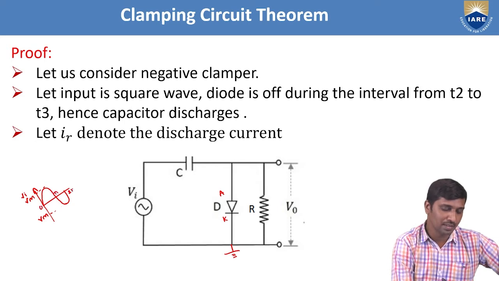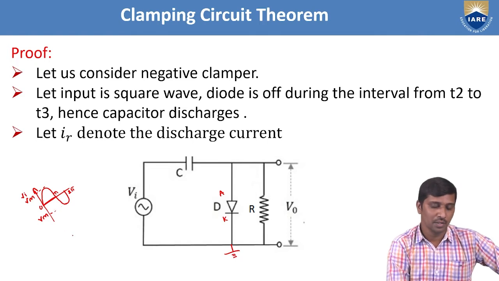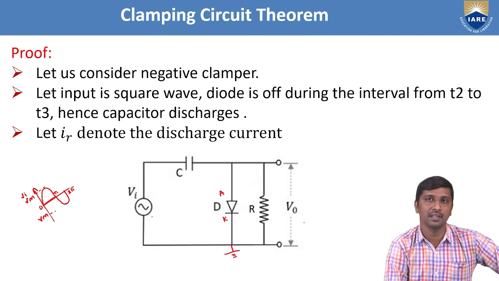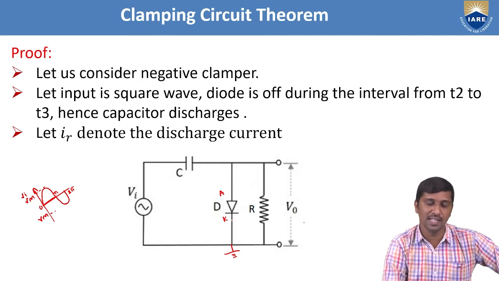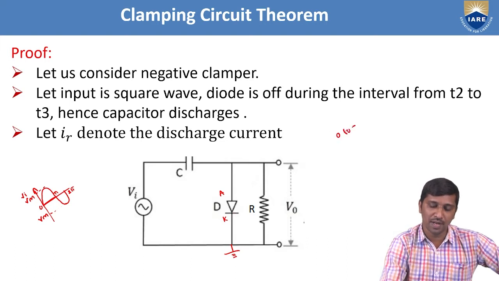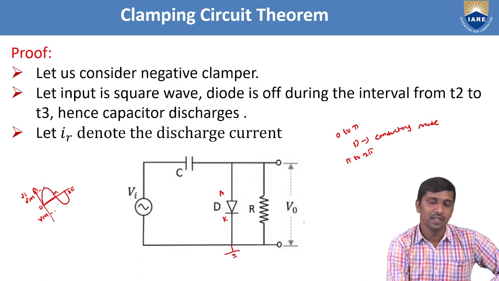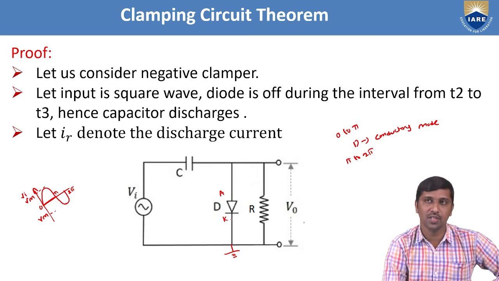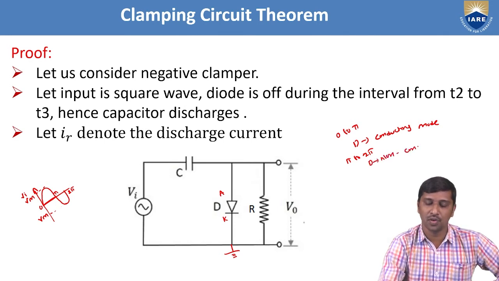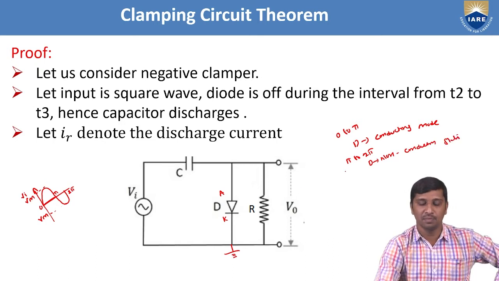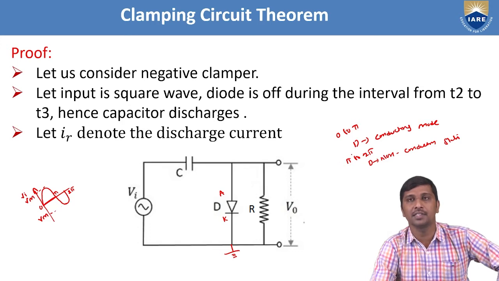During the 0 to pi duration, the input signal linearly increases towards plus Vm and then again from Vm to 0. Hence a positive voltage is applied to the anode of the diode with respect to the cathode, so during this 0 to pi interval the diode acts as a conducting element. In the pi to 2 pi duration, the input changes towards the negative peak, so a negative voltage is applied to the anode with respect to the cathode, and the diode is in the non-conducting state. From these two points, in the 0 to pi interval the diode enters the conducting state.